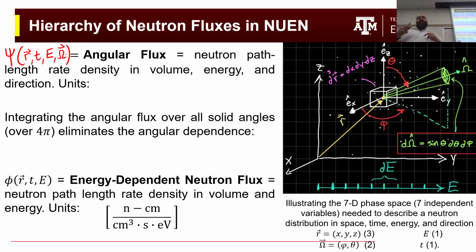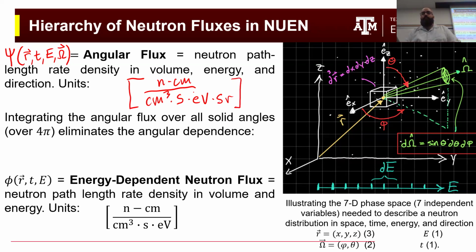The angular flux has very similar units to the scalar flux, but it's a more complicated distribution. It's got units of neutron path length per unit volume and per unit time, but it's also a distribution in energy, so it has per eV units, and it has a distribution in direction, so it also has per unit steradian. SR is the steradian, which is the unit for solid angles, how we describe solid angles.